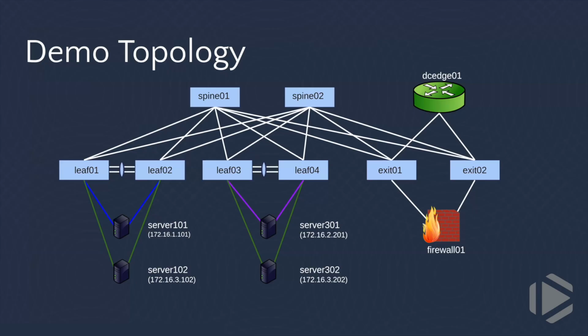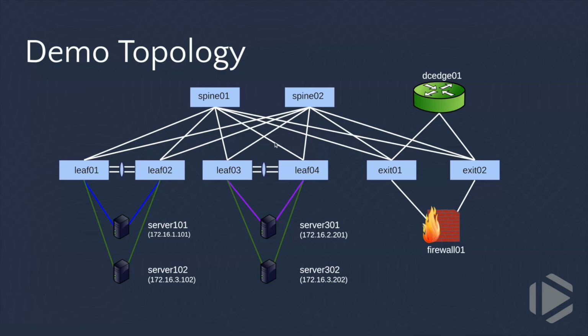Okay, so I just want to show you this topology. Everything I do will be largely based on this topology. It's a pretty standard data center topology where you have a pair of dual attached leaves, a couple of servers. Two of them, server 102 and server 302, are in the same VLAN. The other two are in different VLANs.